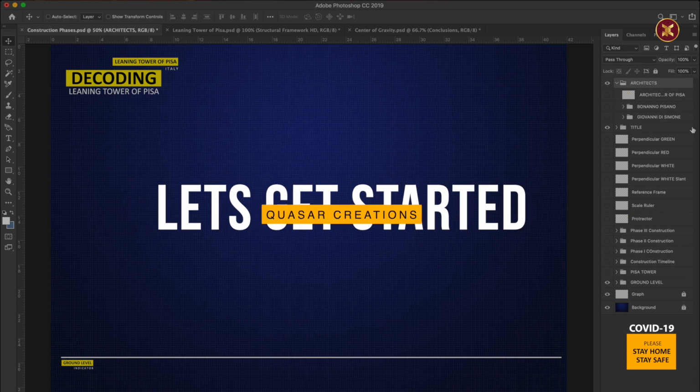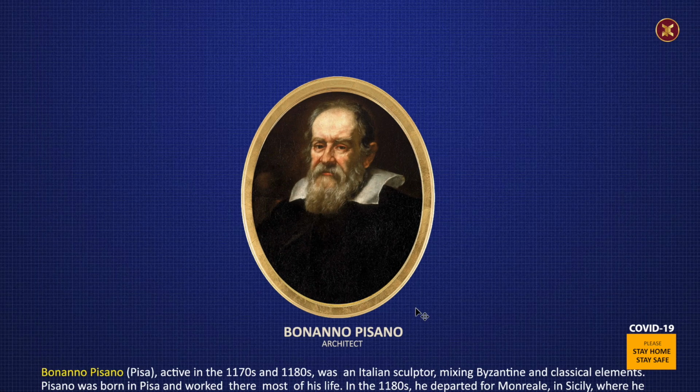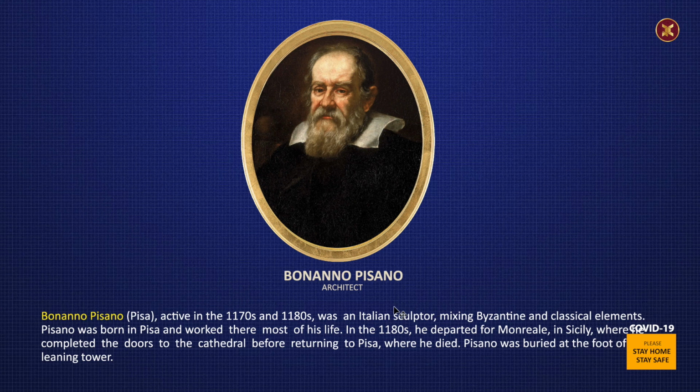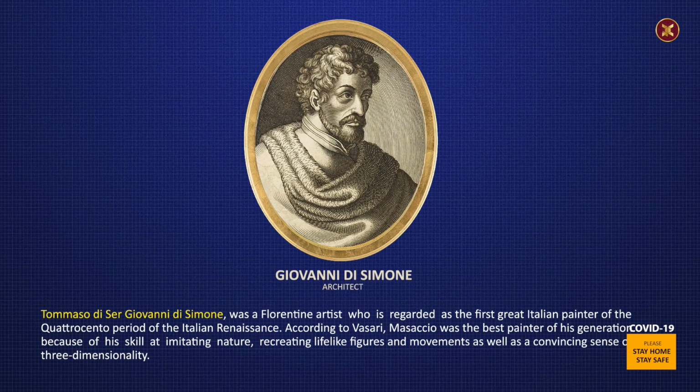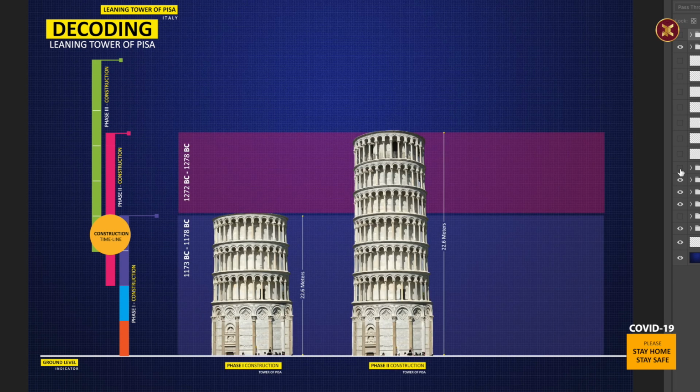It all starts with an eminent architect from Italy, dating back to 1170, named Bonanno Pisano, who initiated the construction of Leaning Tower of Pisa and completed phase 1. After phase 1, phase 2 and phase 3 were completed under the guidance of another eminent Italian architect named Giovanni di Simone. Let's see the three phases of construction. This is the construction timeline, which shows the three phases of construction. This is phase 1, this is phase 2, and this is phase 3.